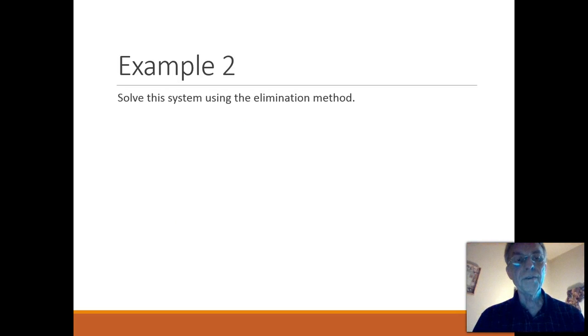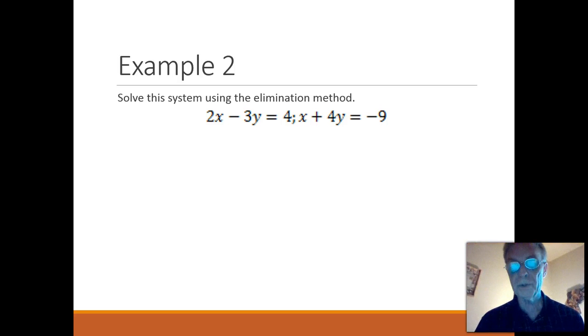Example 2, they want us to solve this system using the elimination method. So let's see what we got. This is a little bit more complex because, as you notice, they don't just have something that's going to eliminate by lining them up like we did the last one. In this case, we have a 2x here, and the thing we want to look for in the other equation is something that has a coefficient of 1. The x in the second equation has a coefficient of 1. So that means we can just multiply the second equation by negative 2, and that will give us a form that will make the x's go away.